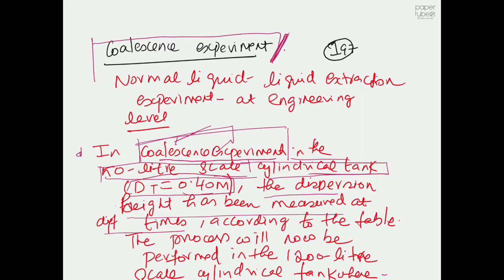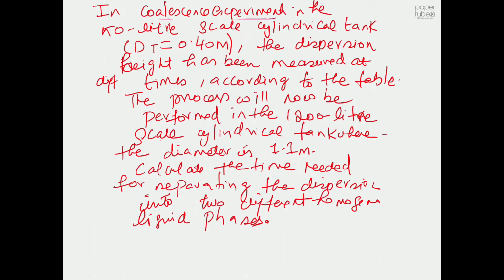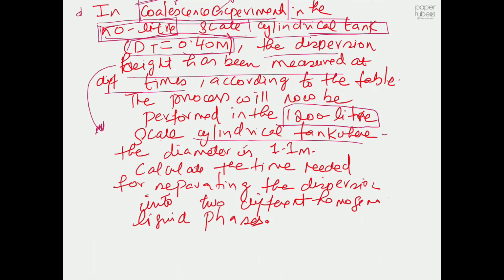So we performed a liquid experiment in a 50-liter scale cylindrical tank that has a diameter of 0.40 meter, and then we are going to repeat the same experiment in a slightly larger tank. Let's call this an industrial scale tank, and the working volume is going to be 1200 liters. Here it's 50 liters in the lab scale experiment, and in the large scale experiment it is 1200 liters. Again we are going to use a cylindrical tank, and this time we maintain a diameter of 1.1 meters. Then we need to calculate the time needed for separating the dispersion into two different homogeneous phases.